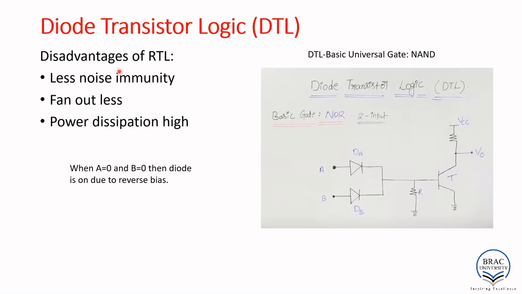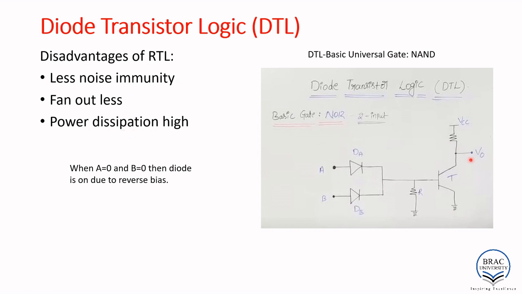In the previous slide we discussed RTL. It has a couple of disadvantages: RTL has less noise immunity, the fan out is less, and power dissipation is very high. To overcome all of these effects, we use the DTL. In DTL, we can overcome all of them.